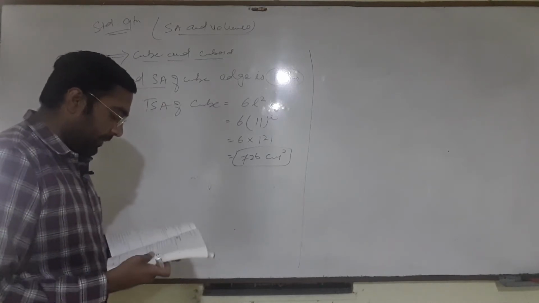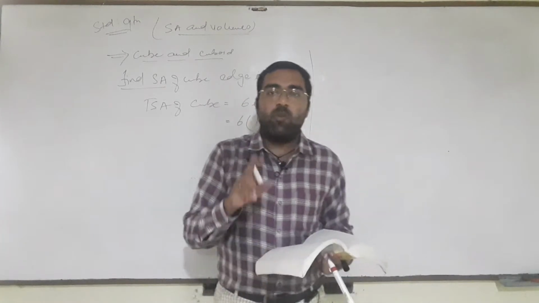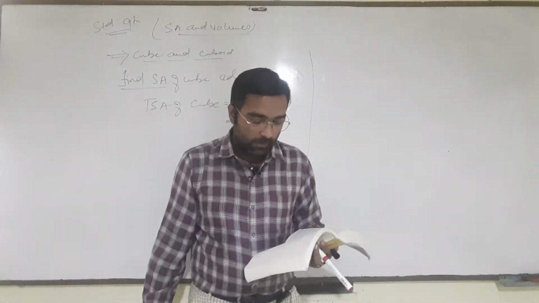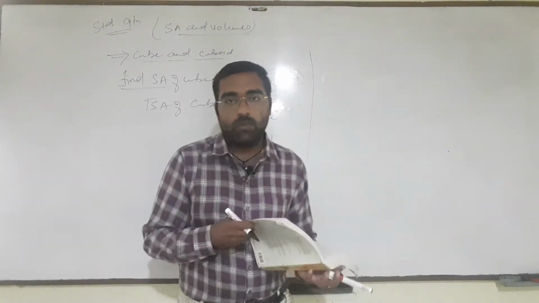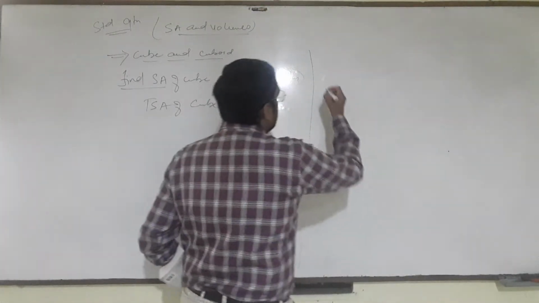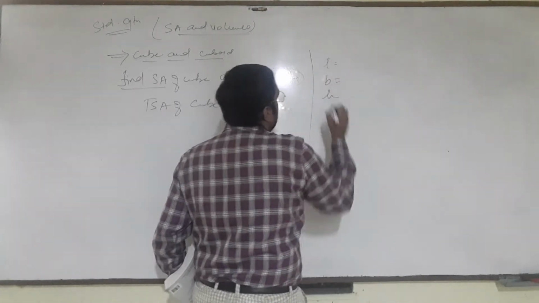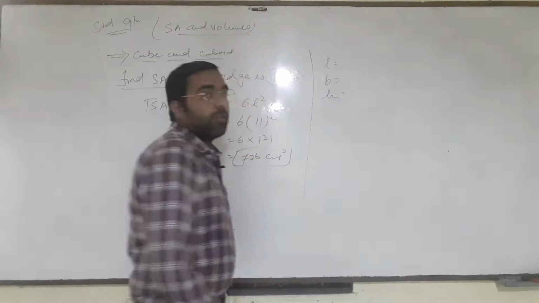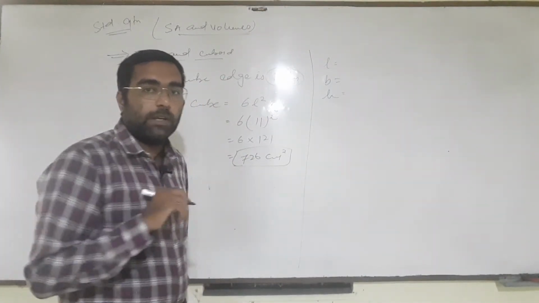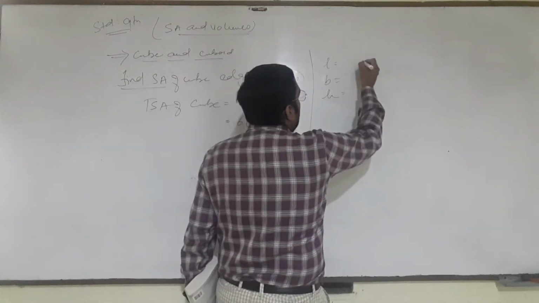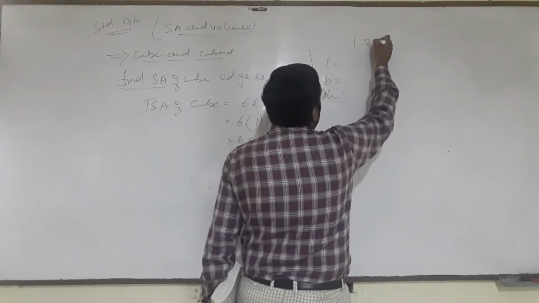Here is my next example. The dimensions of a cuboid are in the ratio 1:2:3, and its total surface area is 88 meters square. The dimensions of the cuboid are L, B and H, and all of them are in the ratio 1:2:3.